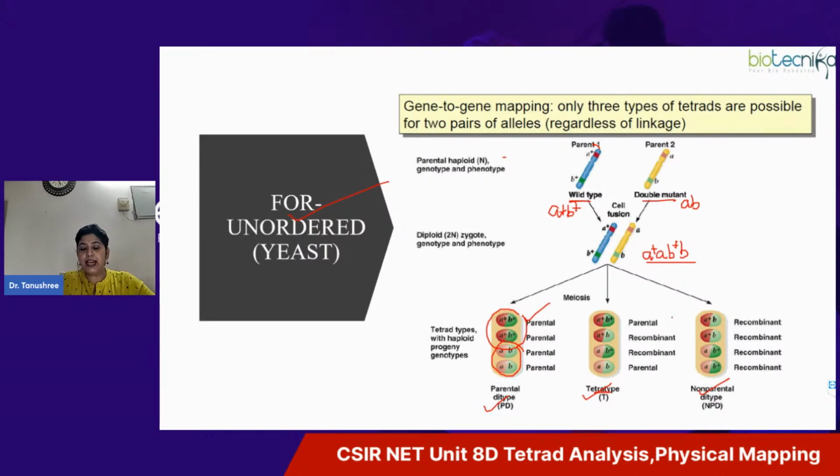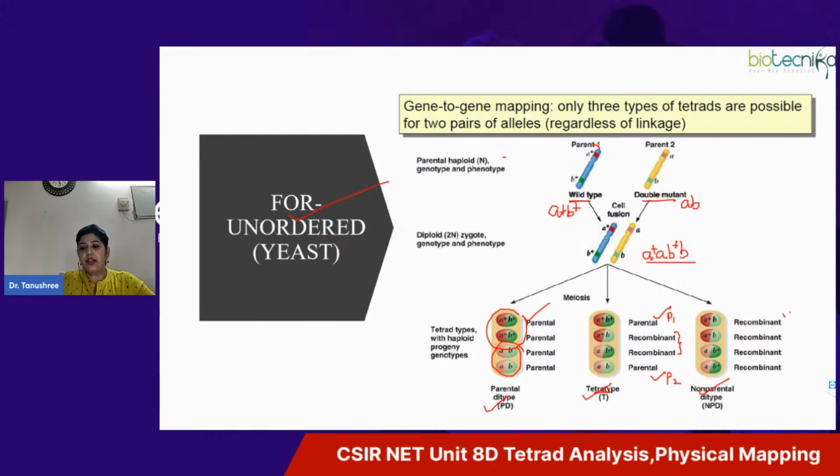Now, if you see tetratype, here this is resembling parent one, right? This one is resembling parent two, but these two are recombinant, like A plus B and AB plus. None of the parents was A plus B or AB plus, right? So it is tetratype. All four are different, where two are parental type. Again, these two parental combinations are different in genotype. And two are recombinant. Again, these two recombinants have different genotypes.